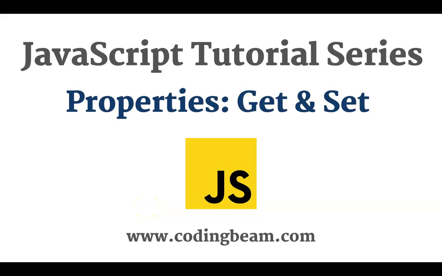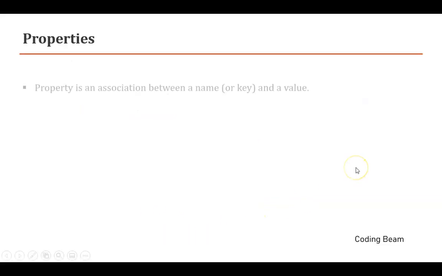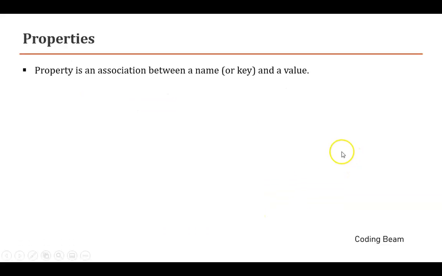In this video we are going to learn about the get and set properties in JavaScript. In the previous video we learned about the class, and now it's time to learn about properties. A property is an association between a name or a key and a value. Actually, in JavaScript an object is a collection of properties where each property contains a key-value pair. A property's value can be a function or a variable.